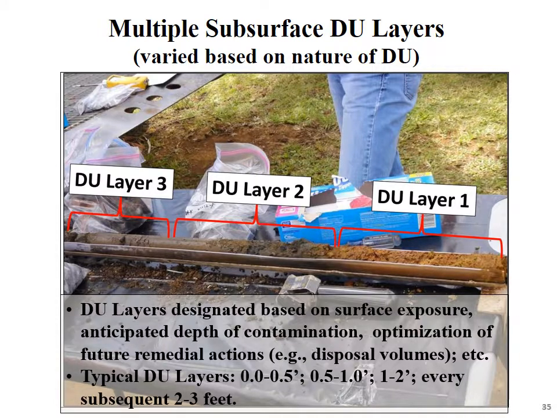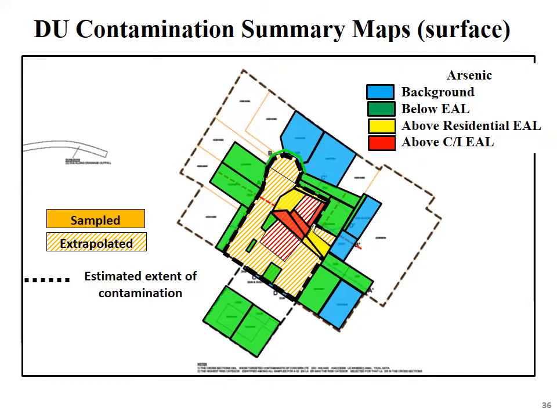remediation. So typical DU layers for sites like this: the top 6 inches, 6 inches to a foot, and then 1 to 2 feet. Then maybe the other DU layers might be 1 foot or 2 or 3 foot thick, depending on the site and the resolution you want. Here's what we found at this site, to share a quick map.